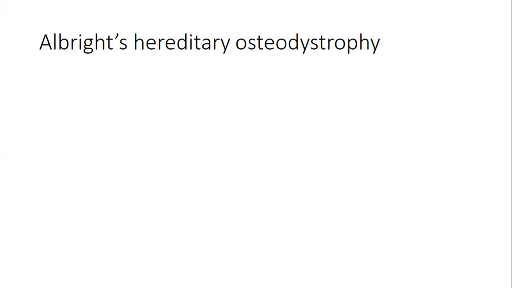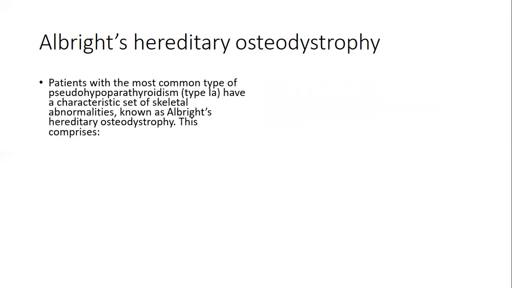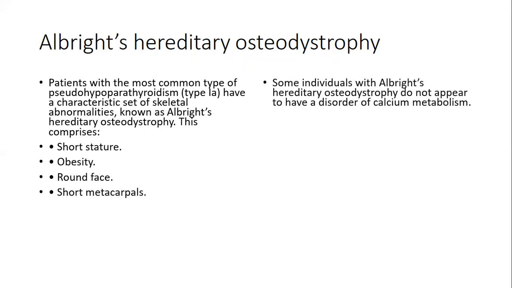So Albright hereditary osteodystrophy, patients with the most common type of pseudohypoparathyroidism, that is type 1A, have a characteristic set of skeletal abnormalities known as Albright hereditary osteodystrophy. This comprises short stature, obesity, round face, short metacarpals. Some individuals with Albright hereditary osteodystrophy do not appear to have a disorder of calcium metabolism.